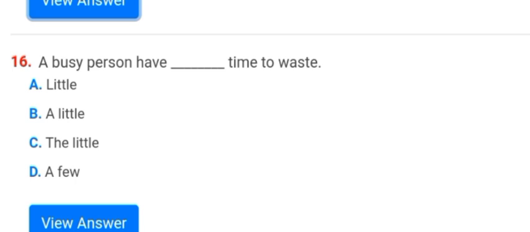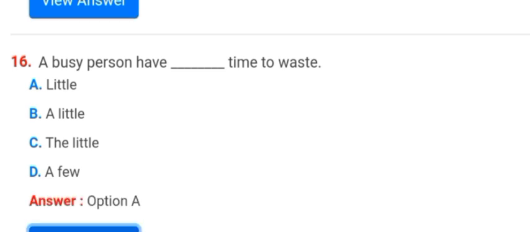Question number 16. The busy person have less time to waste. A: little, B: a little, C: the little, D: a few. Correct answer: a little. A busy person have little time to waste.